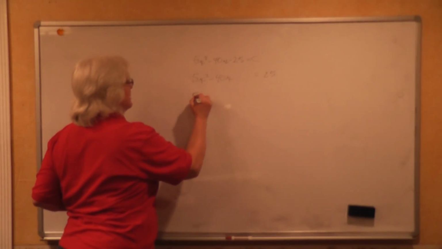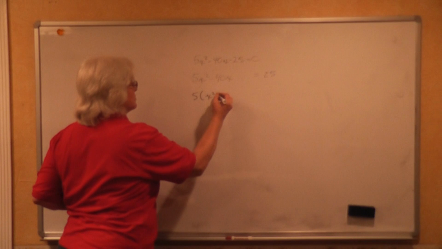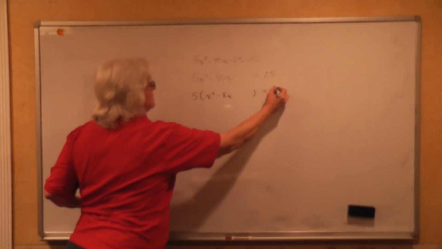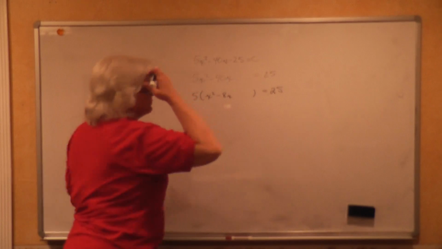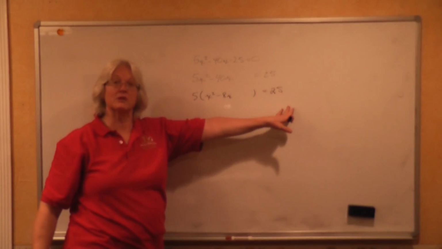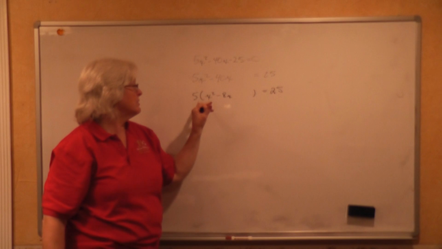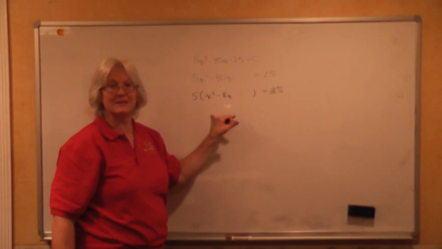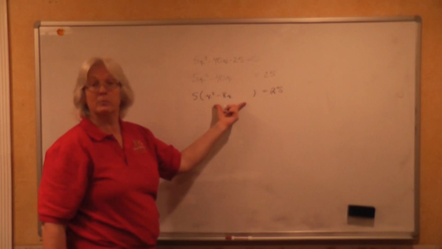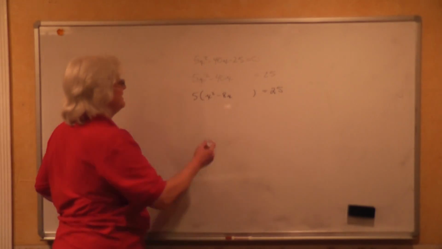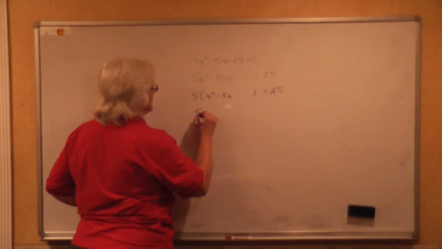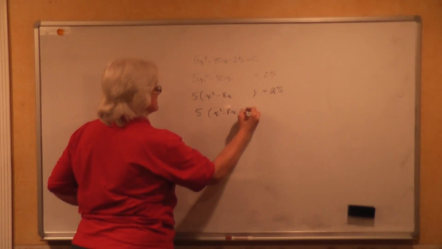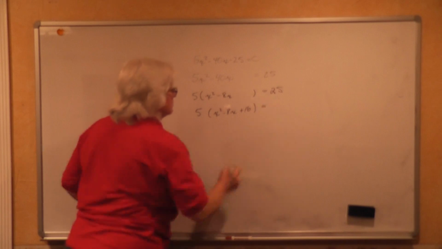So we now have 5 times the quantity x squared minus 8x, and I'll leave some space, is equal to 25. We don't have to mess with this right-hand side of the equation at all because these two expressions here have the same exact value. We complete the square now within the parentheses. 5 times the quantity x squared minus 8x plus 16 is equal to.